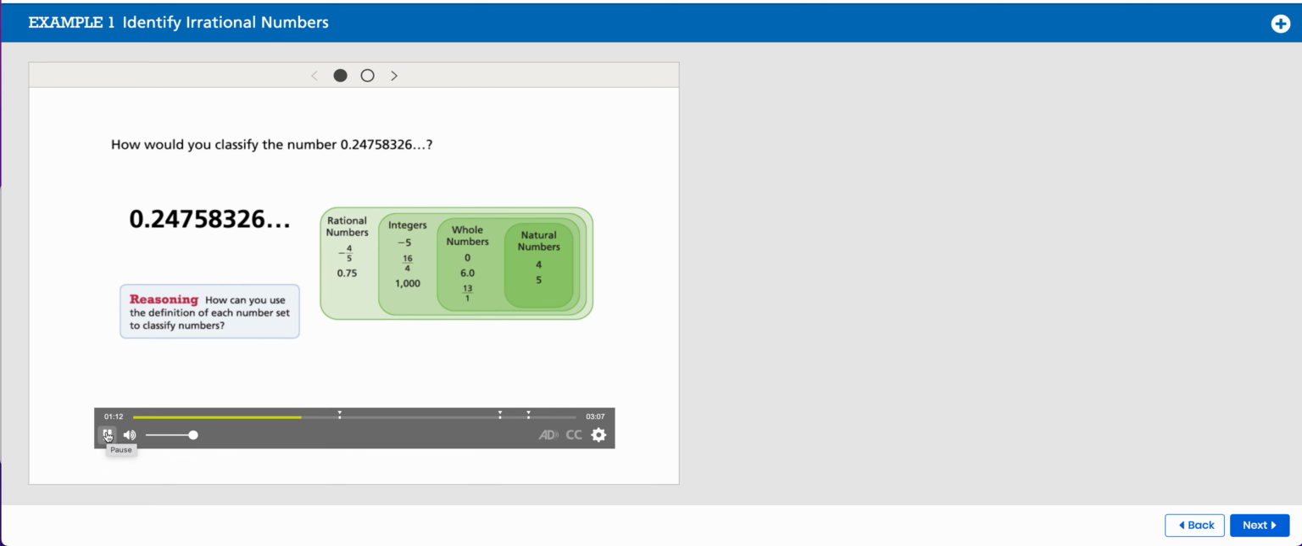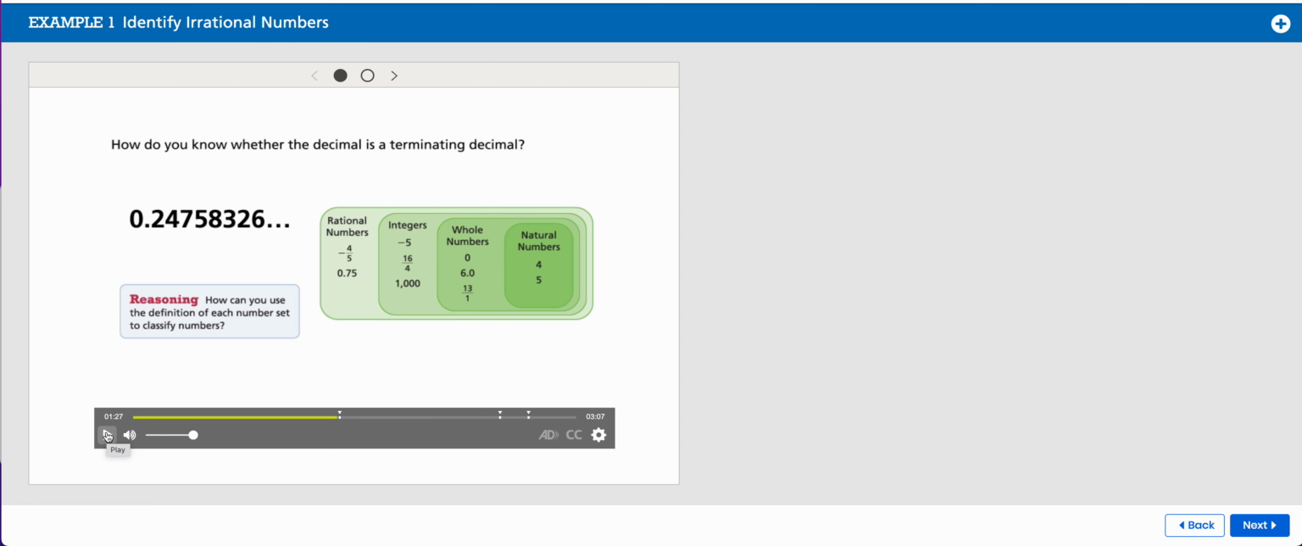How can you use the definition of each number set to classify numbers? Is it a natural number? No. Decimals aren't natural numbers. The same is true of whole numbers and integers in general. Then maybe it is a rational number. Is the decimal a terminating decimal? How do you know?